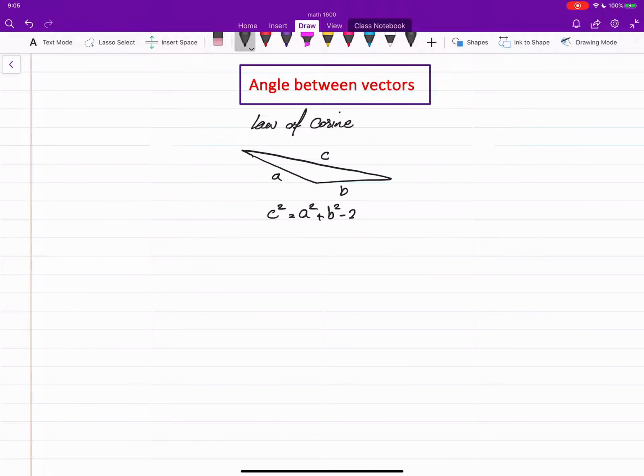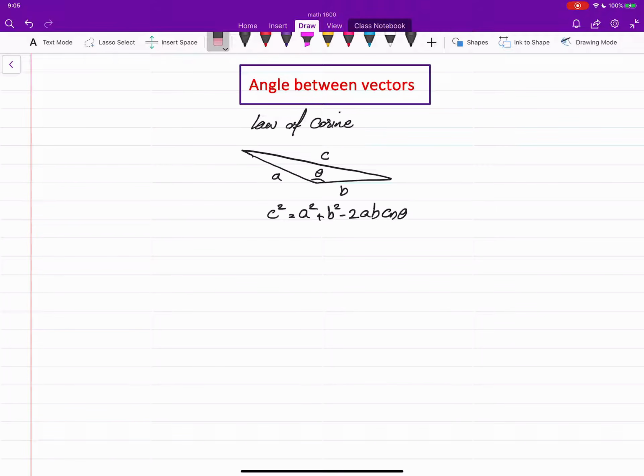If you have an excessive thing, you have to get rid of that. So that's 2AB cosine of theta. That's the theta angle between two sides A and B. Okay, so this is the law of cosine. As I said, this is kind of a generalization of Pythagorean theorem.